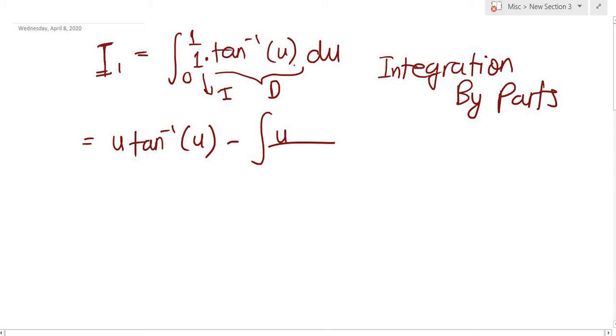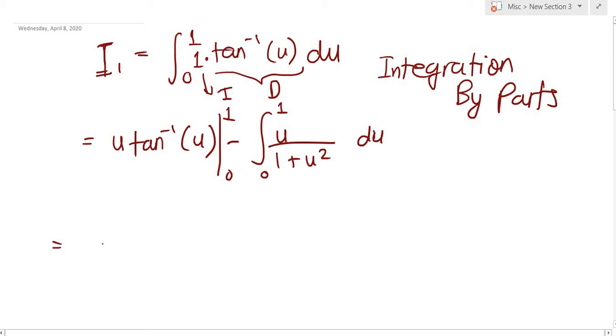What's the derivative of the tan inverse function? Well, it's 1 over 1 plus the argument squared, right? So 1 plus u squared, don't forget the du. And yeah, this is evaluated from 0 to 1, and this is an integral from 0 to 1.